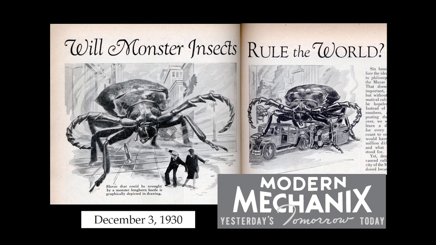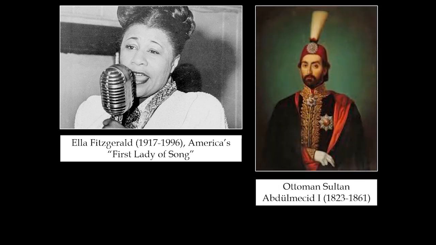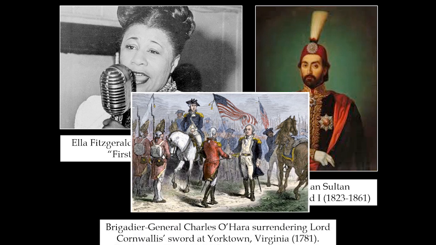It's about the beneficial impacts that insects have had on humanity and the ways that our species have learned to coexist and actually have ended up being mutually dependent. I'm going to start off by talking about 3 characters who often are not shown on the same image here. Ella Fitzgerald, America's First Lady of Song. The Ottoman Sultan, Abdülmecid I, who ruled the Ottoman Empire during the middle of the 19th century. And then a third image here of Brigadier General Charles O'Hara surrendering Lord Cornwallis's sword at Yorktown, Virginia in 1781.